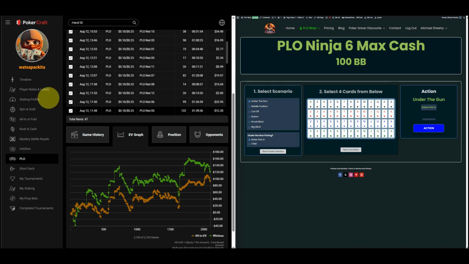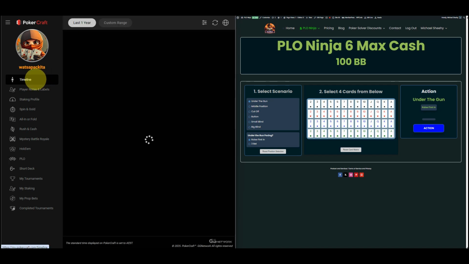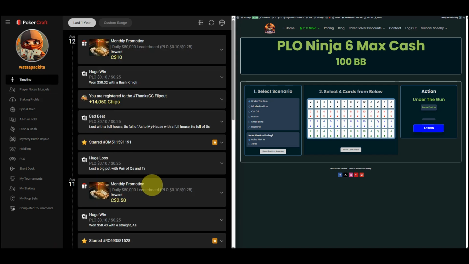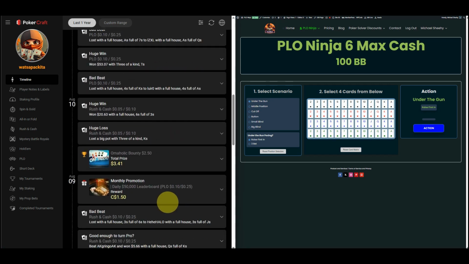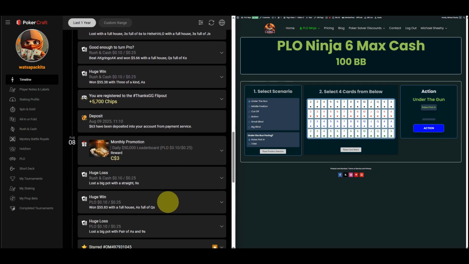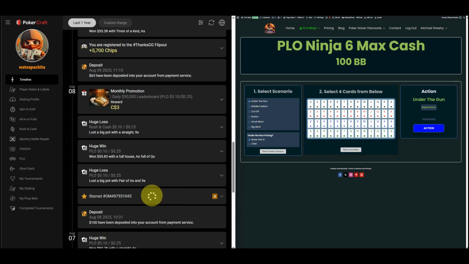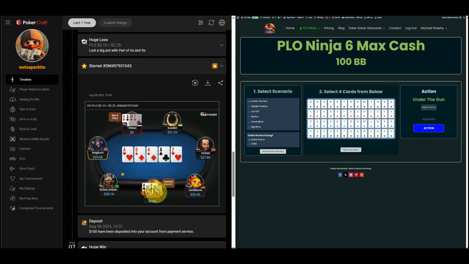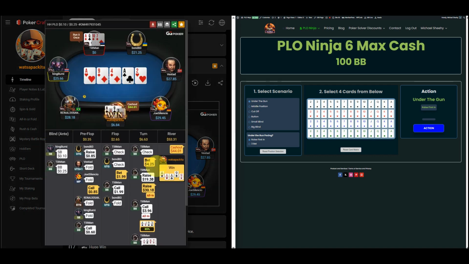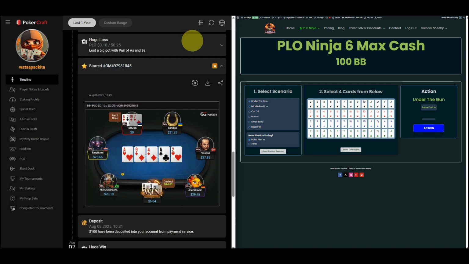Okay, so if we look at the timeline, the first thing I look at, like I said, is starred hands. I go down here, one starred here, and I won this hand, it looks like, but I'm pretty sure it was a mistake pre-flop and we're not results oriented. We should not even take that into consideration.